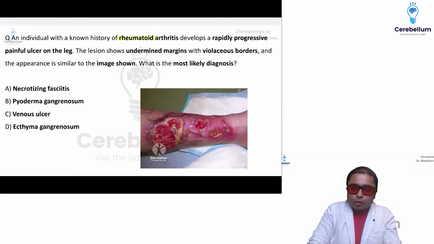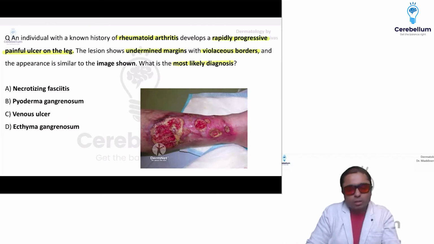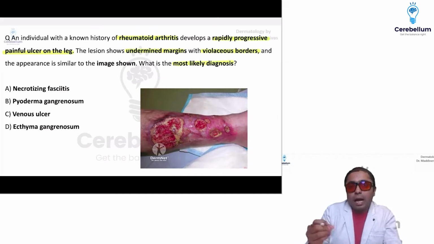Individual with a known history of rheumatoid arthritis develops a rapidly progressive painful ulcer on the leg, and there is mention of the rheumatoid arthritis. So there are undermined edges and a violaceous border for this ulcer. What is the most likely diagnosis? This was a question. So this is actually a NEET level question. It was a previous NEET question.